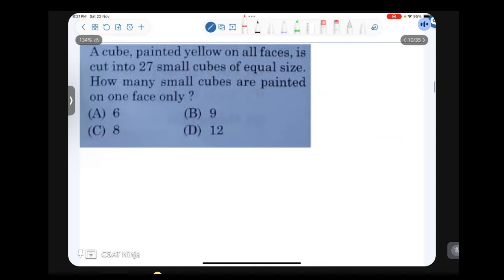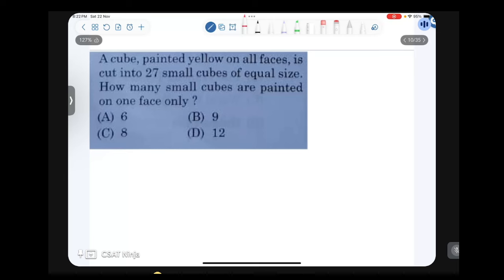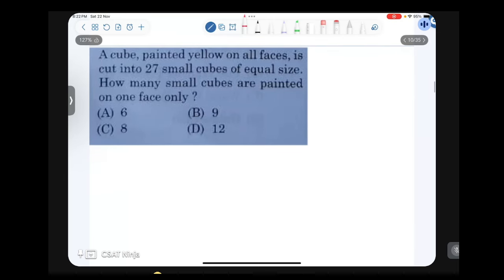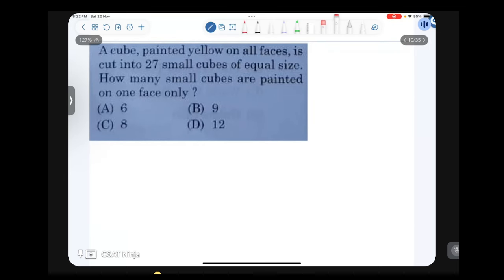Now let's try a question here. This was a question which was asked this year, NSSB recently. The question was like this: a cube painted yellow on all the faces is cut into 27 small cubes of equal size. How many small cubes are painted on one face only? Now, I'm discussing another type. The question says the number of cubes formed is 27. Directly, the number of cubes formed is given.